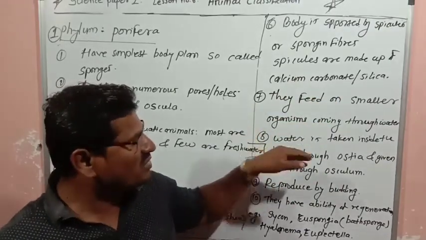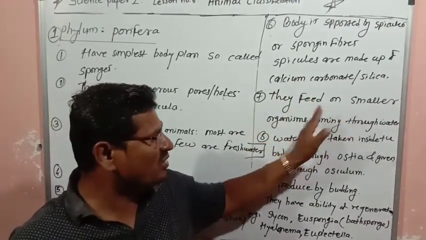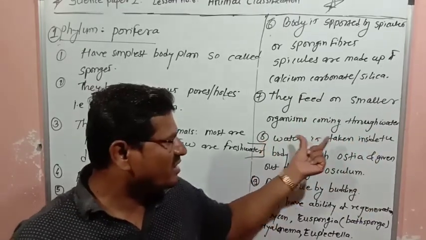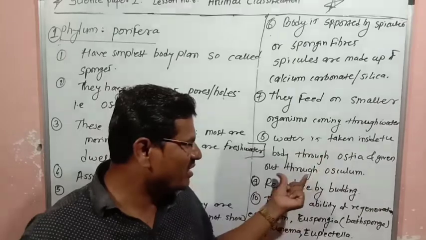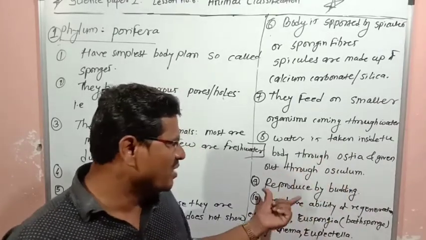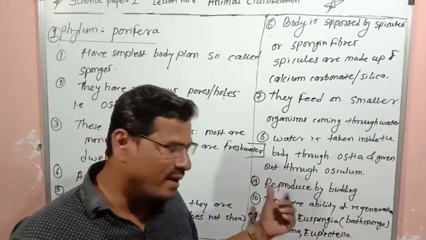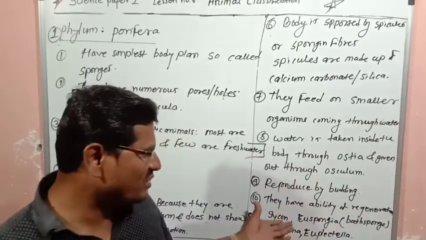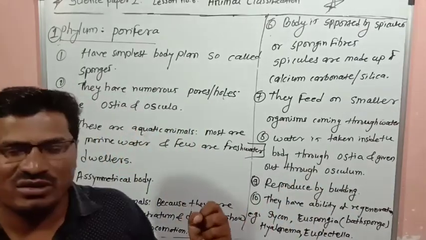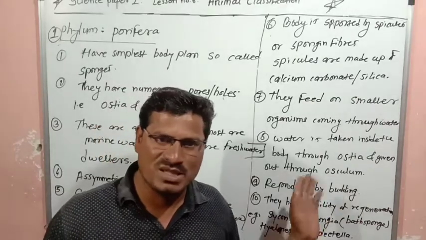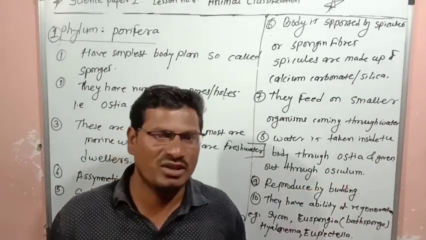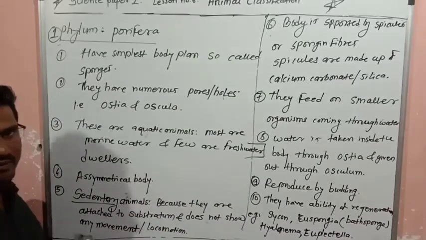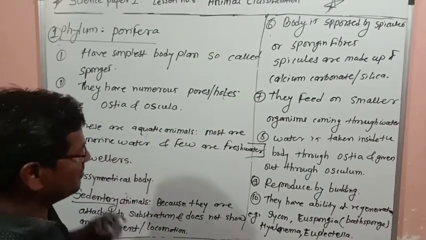And the seventh one is that they feed on smaller organisms coming through the water. Water is taken inside the body through the ostia and given out through the osculum. They reproduce by budding. They have the ability of regeneration. And the last is the examples: Cyclone, Euspongia, Hylonema, Euplectella. You can draw the diagrams of these organisms.